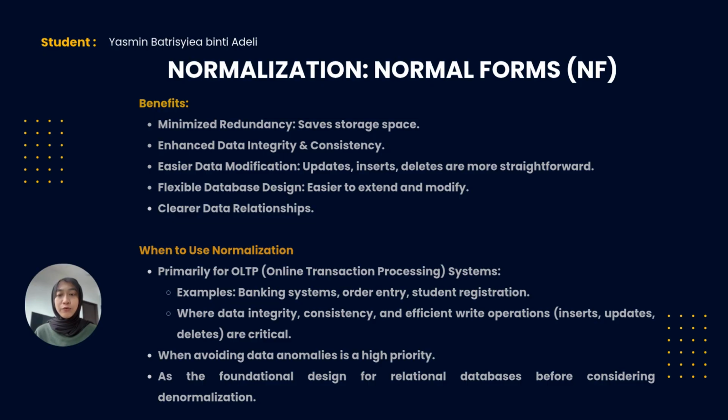Then we move to when to use normalization. We use normalization primarily for OLTP. What is OLTP? It is an online transaction processing system, for example banking systems, order entry, and student registration. When data integrity, consistency, and efficient write operations like insert, update, and delete are critical. When avoiding data anomalies is a high priority, and as the foundational data design for a relational database before considering denormalization. So that's all for normalization.